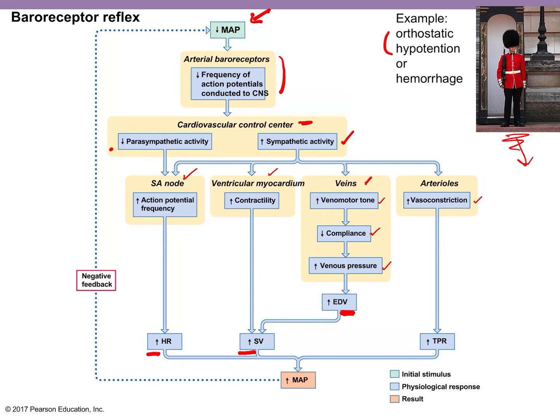So all of these factors: an increase in heart rate, an increase in stroke volume, an increase in end diastolic volume. So remember that your venous blood comes back to the heart and it's going to fill the heart with more venous blood. So the end diastolic volume will be higher. That's going to increase your stroke volume. And then the total peripheral resistance is also going to go up. All of these factors will increase your blood pressure, okay?